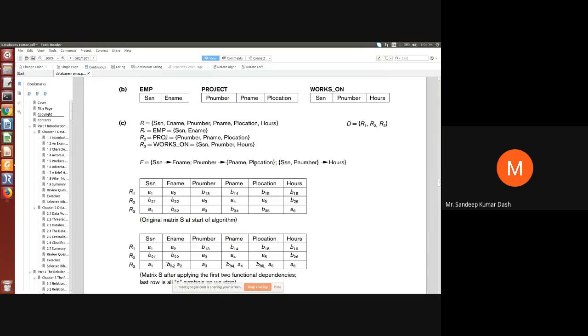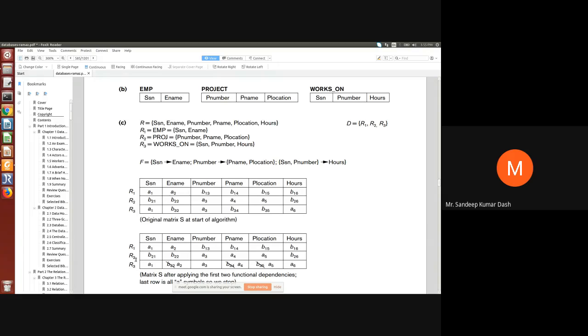P number, P name, P location. None of them are A, so I cannot do anything. SSN, P number, hours. SSN is there, P number is not an A, hours is also not an A. So this cannot be converted. None of the B from this row can be converted to A.